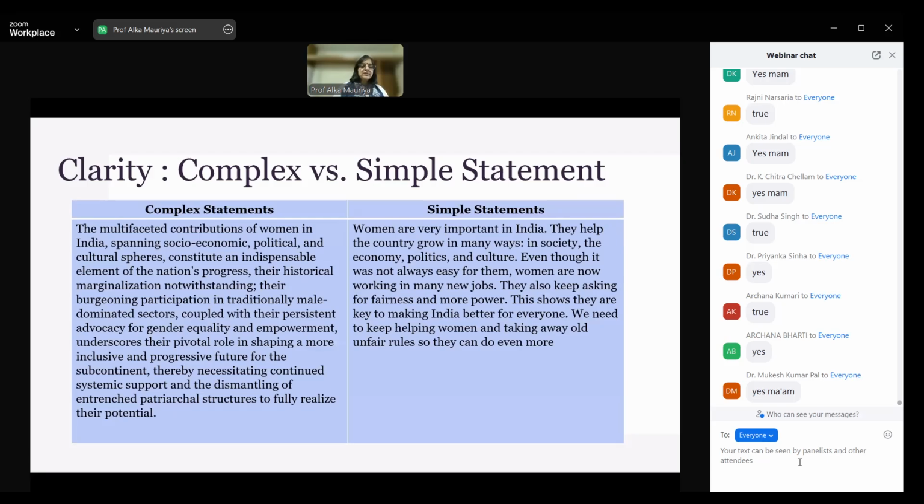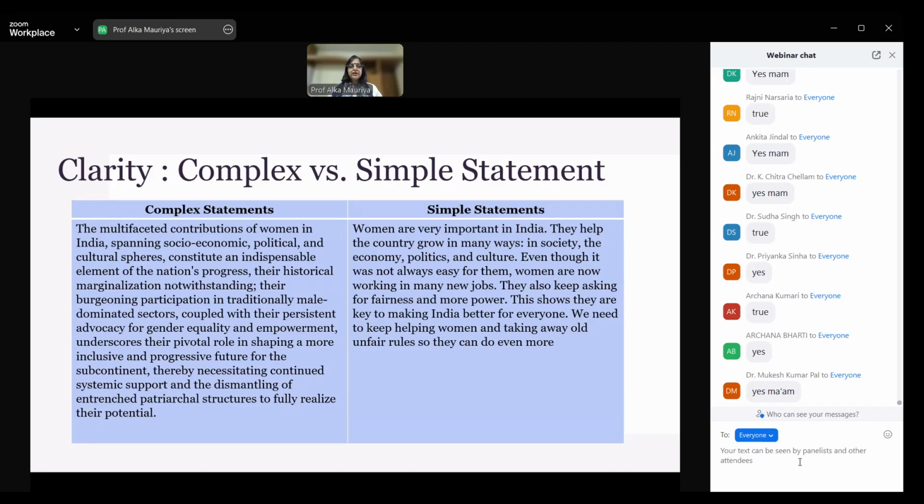The complex statement says: the multifaceted contribution of women in India, spanning socio-economic, political, and cultural spheres, constitutes an indispensable element of the nation's progress, their historical marginalization notwithstanding, but growing participation in the traditionally male-dominated sector, coupled with persistent advocacy for gender equality. The full stop is there only towards the end of the sentence, right? So when I had gone midway, I could not understand what the writer was about to say. So I started from the first word again.